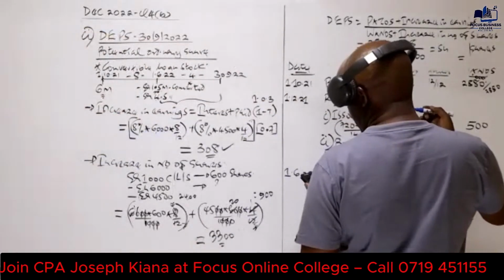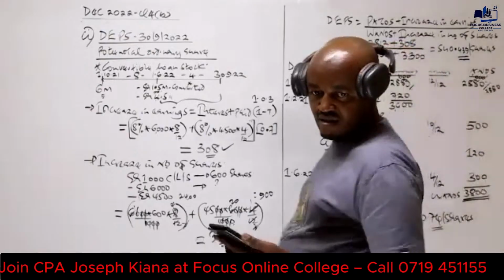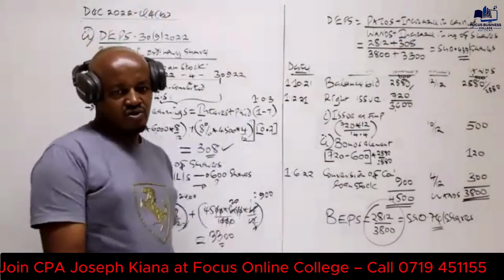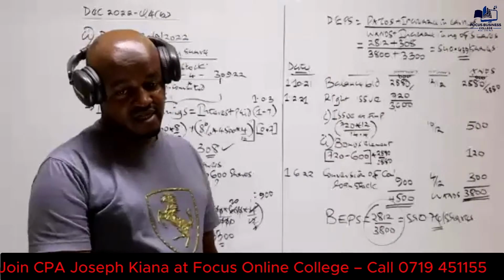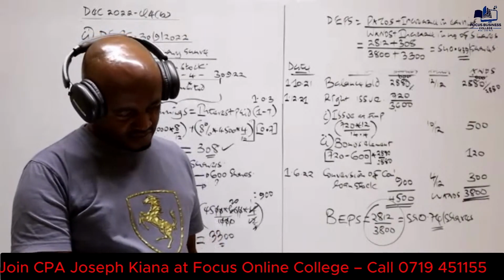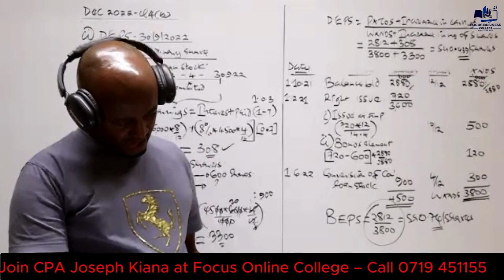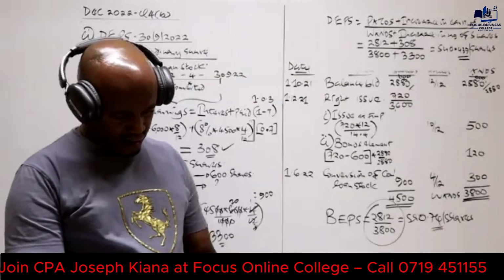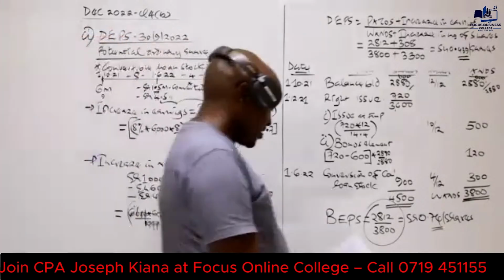So I'm getting 0.439, at least to 3 decimal places. Is that what you're getting? Okay, so that is it. That is what was required.